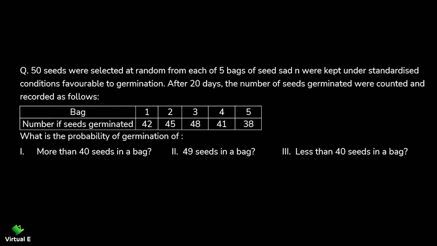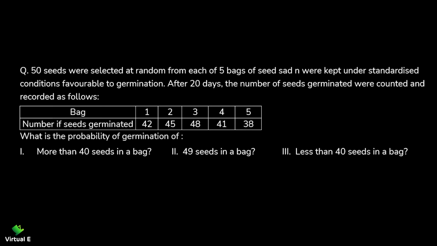Let's discuss one more interesting question. 50 seeds were selected at random from each of the 5 bags of seeds and were kept under standardized conditions favorable to germination. Germination, right? We learned in science. After 20 days, the number of seeds germinated were counted and recorded as follows. So we have the table, bag 1, 2, 3, 4, 5.